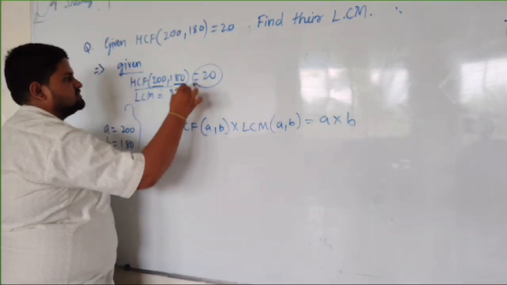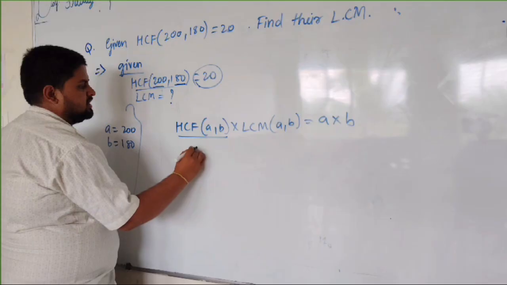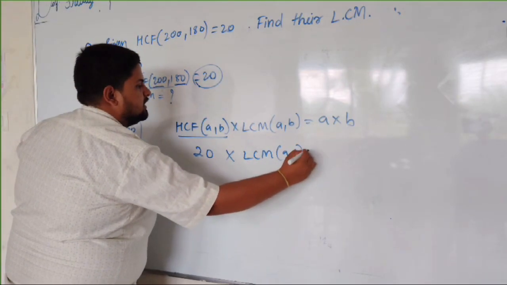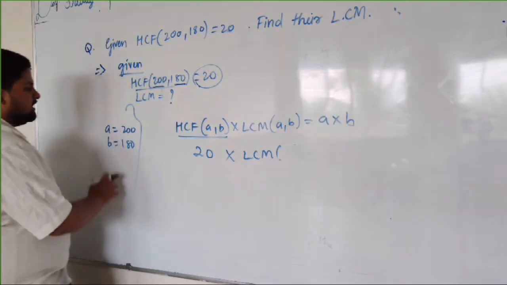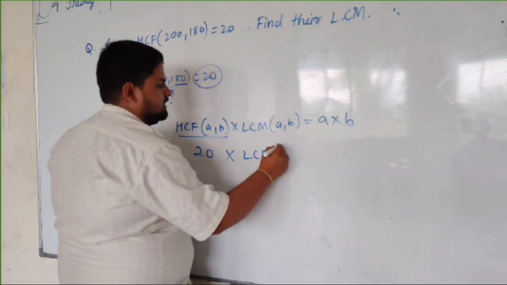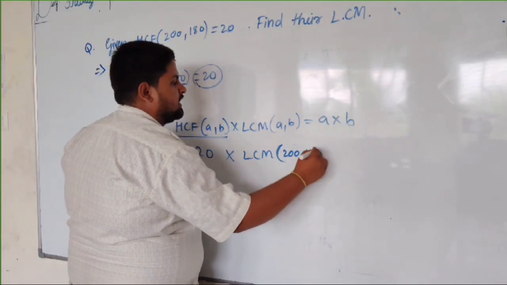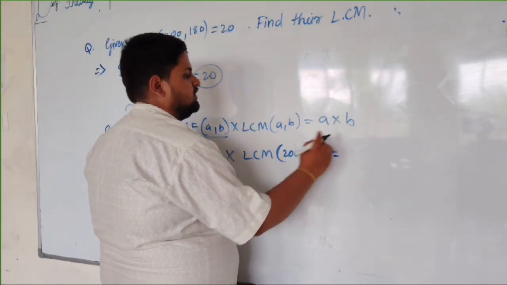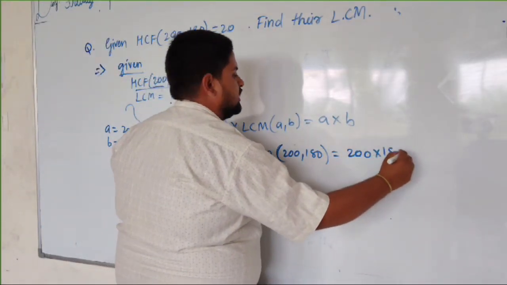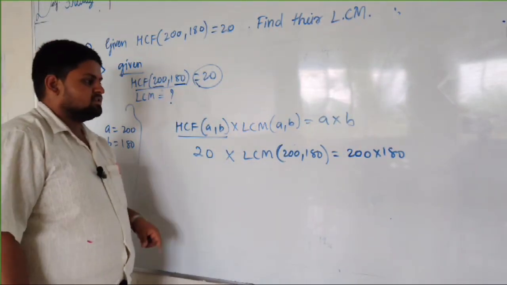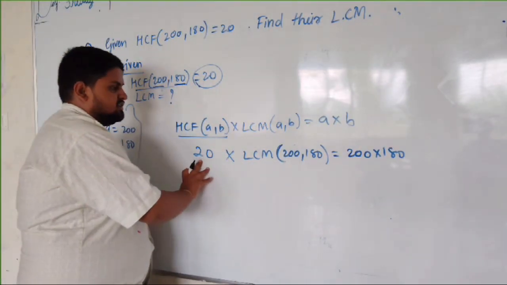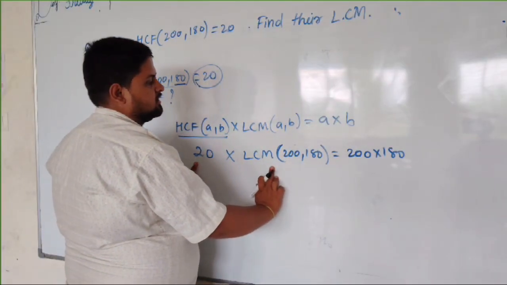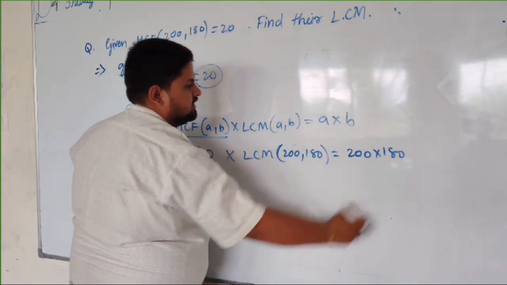Let us apply the same thing here. Given HCF is equal to 20, in place of HCF of A and B we can write 20 multiplied by LCM of A comma B. What are the values of A and B? They are nothing but 200 and 180. So LCM of 200 and 180 is equal to the product of both the numbers, that is 200 into 180. So here we got a linear equation. Let us try to solve this. In the LHS we have 20 into LCM of 200 and 180. In the RHS we have 200 into 180.